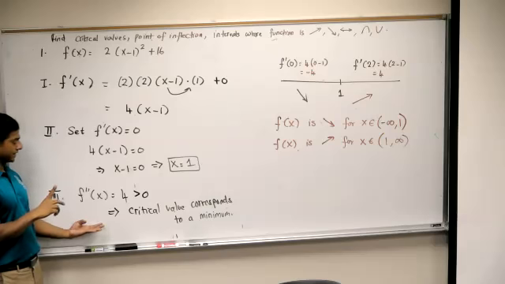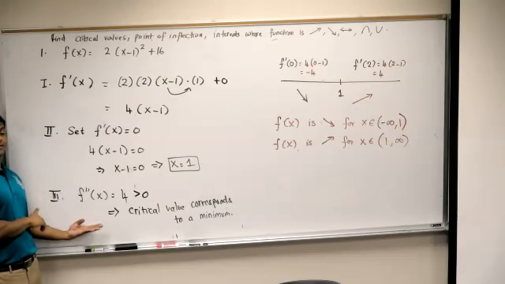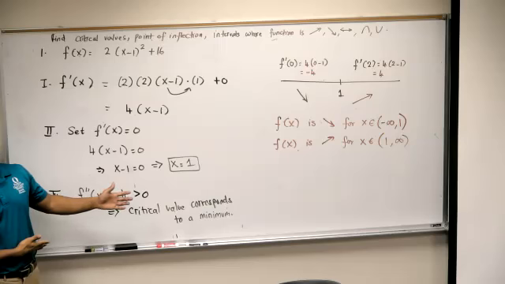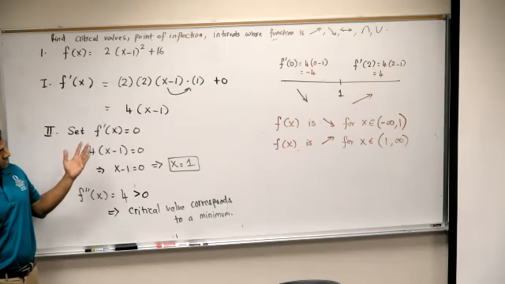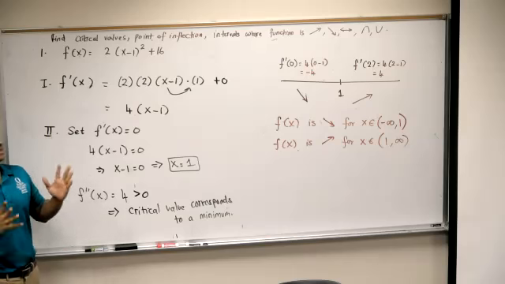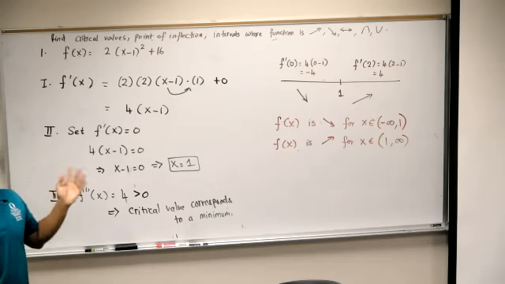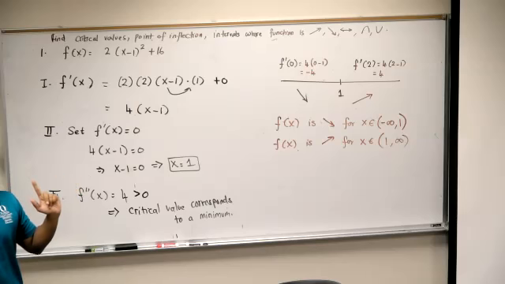No, give me a second. No points of inflection, one critical value that corresponds to a minimum. That simply tells me that the minimum I have is an absolute minimum, and the function is concave up for all values of x. Yes? You said there's no point of inflection?